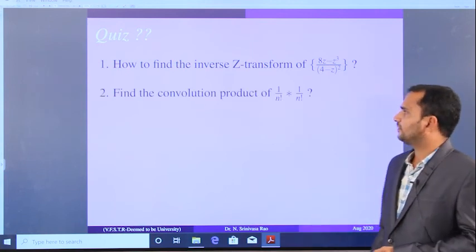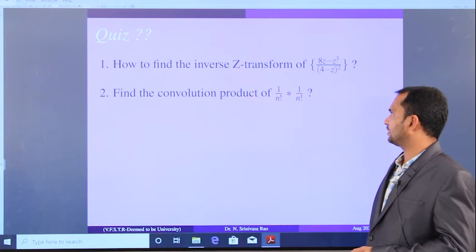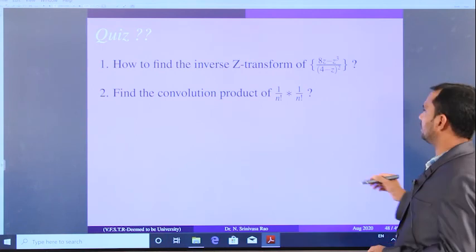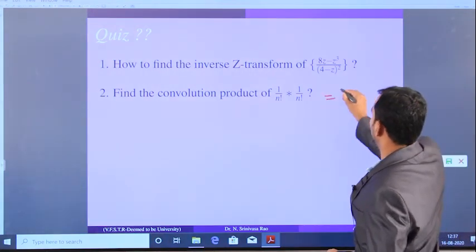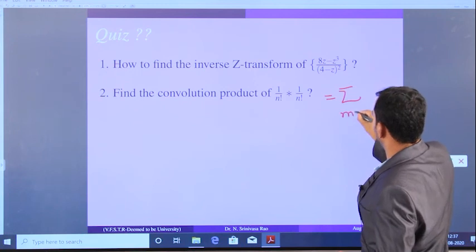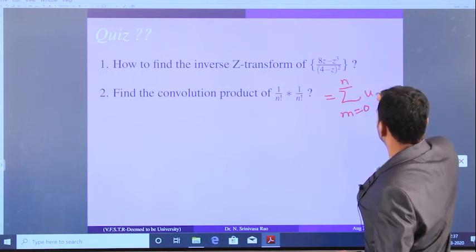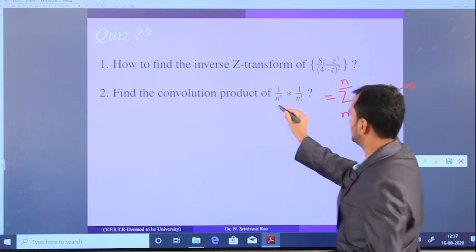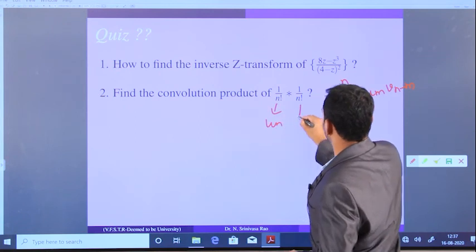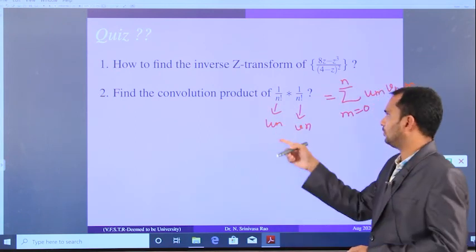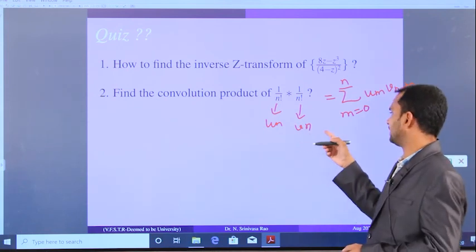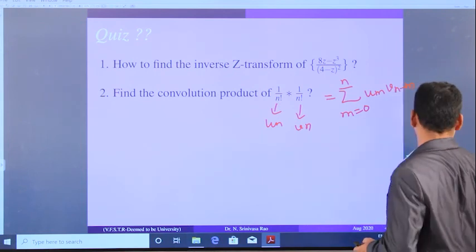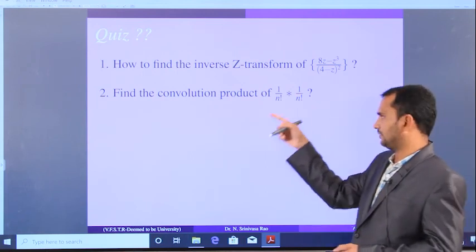Okay, so now find the convolution product of 1 by n factorial star 1 by n factorial. So what is the convolution product for this? I have told you already, the convolution product is sigma m equal to 0 to n, u m v n minus m. Okay, so this is a convolution product. Here this is un, this is vn, so both are same. So 1 by n factorial is un and 1 by n factorial is vn. Then you can apply the convolution product, which is defined like this. So now you just find it using the convolution product.